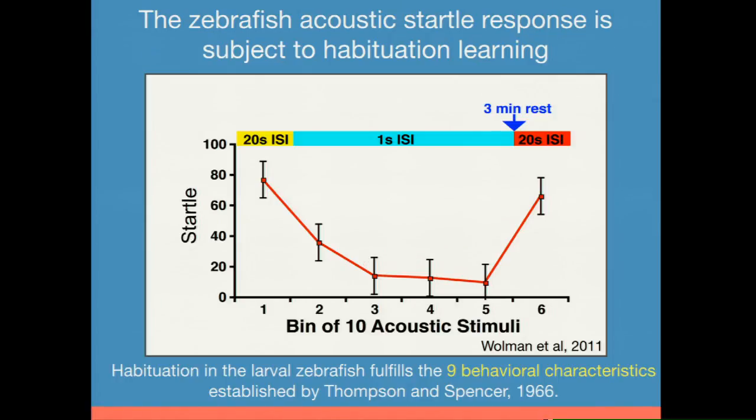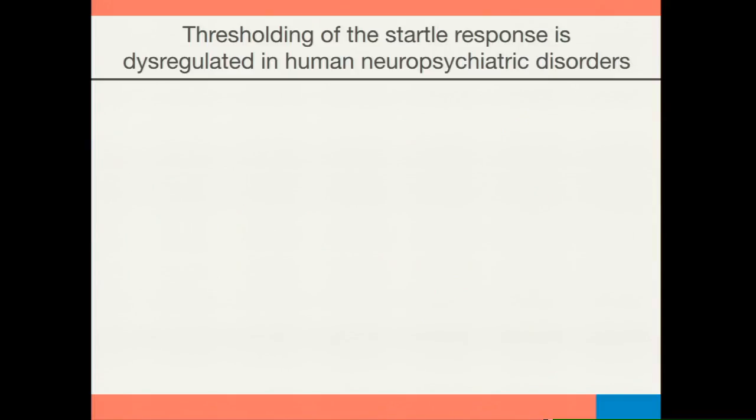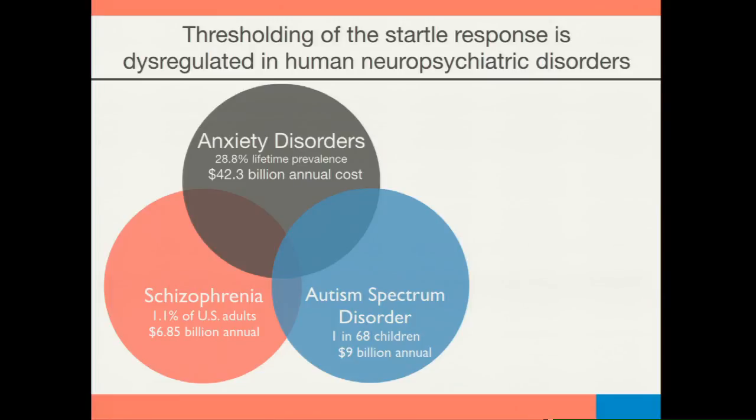And it's worth mentioning that habituation in the larval zebrafish fulfills the 9 behavioral characteristics that were established by Thompson and Spencer in 1966. So I'm telling you about some really simple behaviors, right? Acoustic startle response and habituation of the acoustic startle response. But thresholding of the startle response is actually dysregulated in a number of human neuropsychiatric disorders, including these really, really common ones: anxiety disorders, schizophrenia, autism spectrum disorder. And so we think that this question of understanding learning is not only interesting from a basic science perspective, but also from a more clinical perspective.